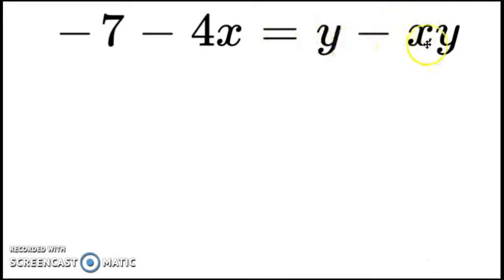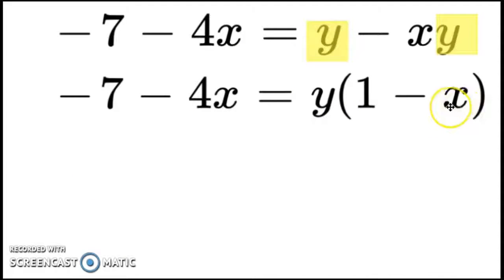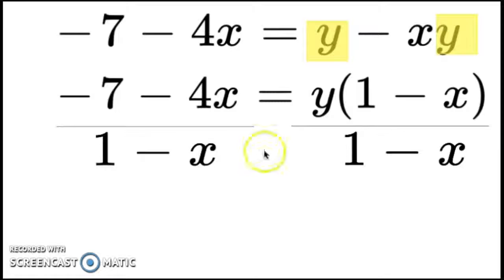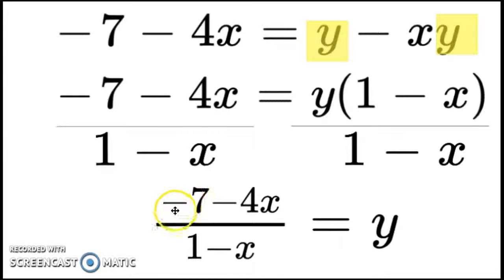Now looking on this side, it's just y's. I notice both of these terms have a y in it, so I can divide it out. So I'll be left with 1 minus x, because dividing y by y leaves me with 1 here. Dividing out y here from xy gives me just x. Now in order to get this y by itself, I notice it's being multiplied by 1 minus x. To undo multiplying, we have to divide. So I divide both sides by 1 minus x, and I'm left with negative 7 minus 4x over 1 minus x. And that would be the inverse.